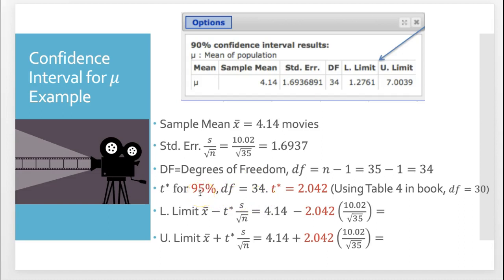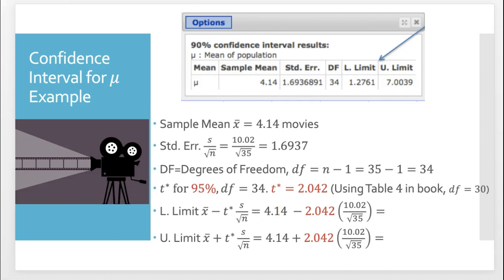When it was 90%, we were using 1.697, but when we went to 95%, we went to 2.042. So right away, everything else stayed the same, so our margin of error is going to be larger. Therefore, this number is going to be smaller than 1.2761, and this number here is going to be larger than 7.0039, guaranteed. So increase your confidence, you increase the length of your interval.